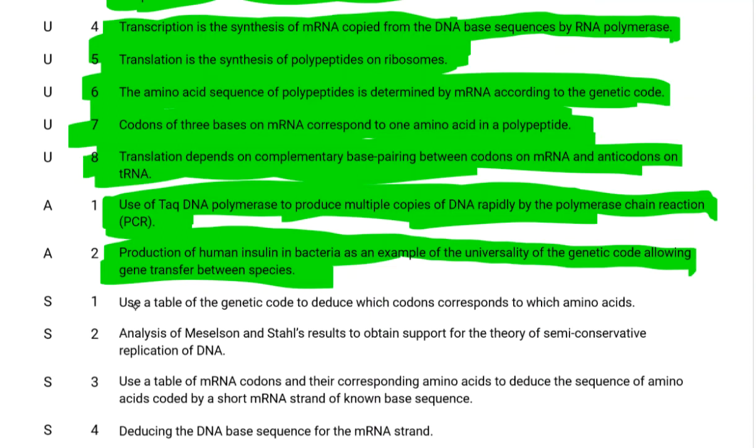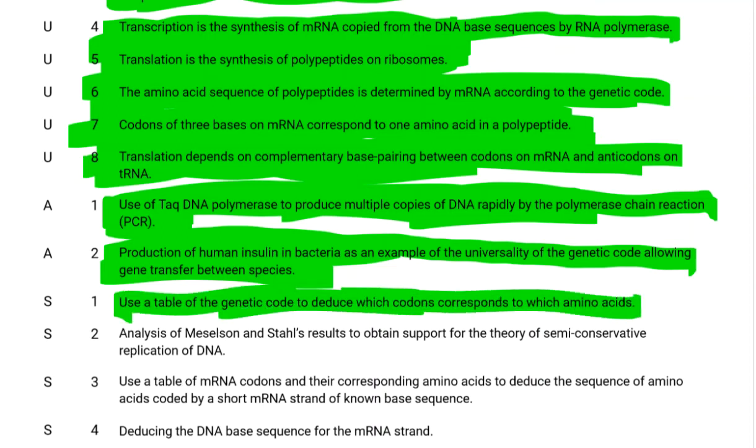Use of a table of genetic code to deduce which codons correspond. So you'll get this table, and you just have to write down which amino acid it's there for the codon you have on mRNA. So you've got to think about mRNA and then the tRNA and the amino acid. So something to keep note of.